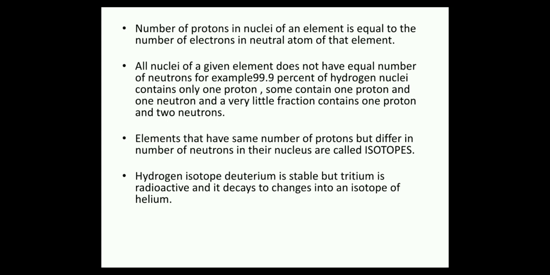For example, 99.9% of hydrogen nuclei contain only one proton. Some contain one proton and one neutron, and a very little fraction contains one proton and two neutrons. Elements that have the same number of protons but differ in the number of neutrons in their nuclei are called isotopes. The hydrogen isotope deuterium is stable, but tritium is radioactive, and it decays to change into an isotope of helium.